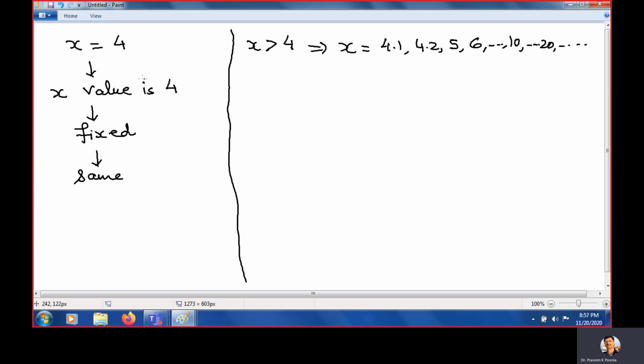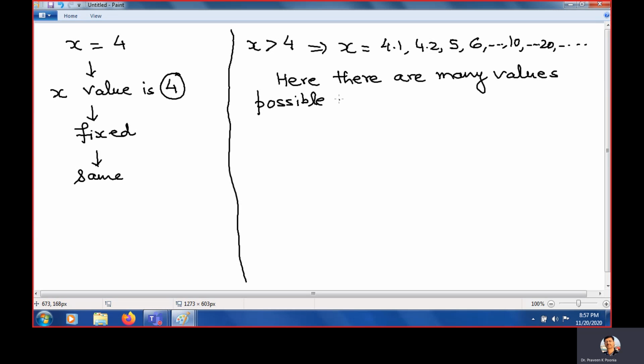That means here the solution was one number only, x is equal to 4. Here there are many values possible for x. That means x has a set of values. Clear? This is x greater than 4. Here we cannot take 4.